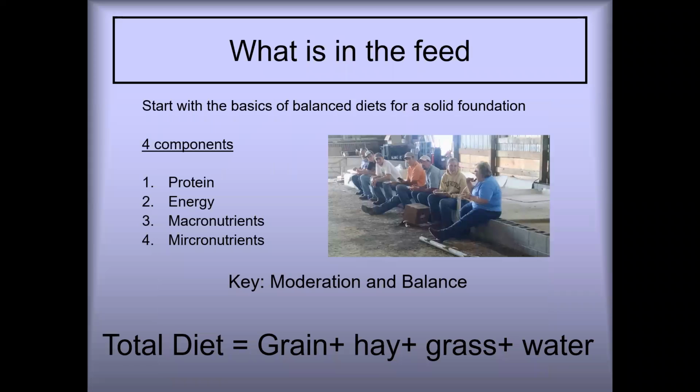So what is in a feed? We want to start with the basics. The main four components are going to be protein, energy, your macronutrients, and your micronutrients. But all that really ties into the equation at the bottom of the screen. Your total diet is the grain they eat, the hay they eat, are they on grass, and are they drinking water?